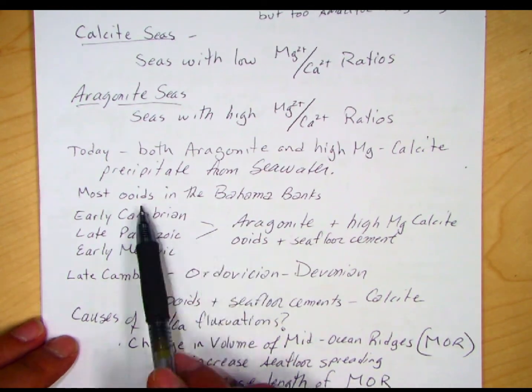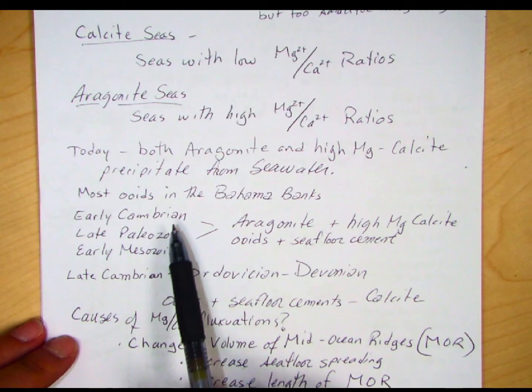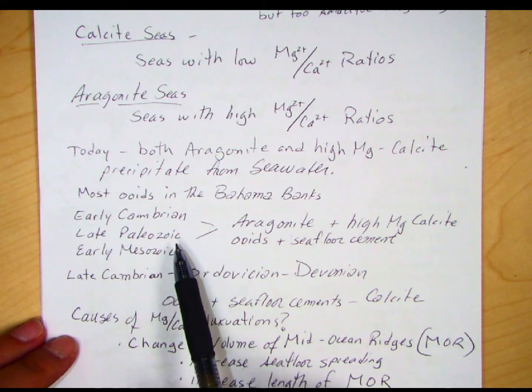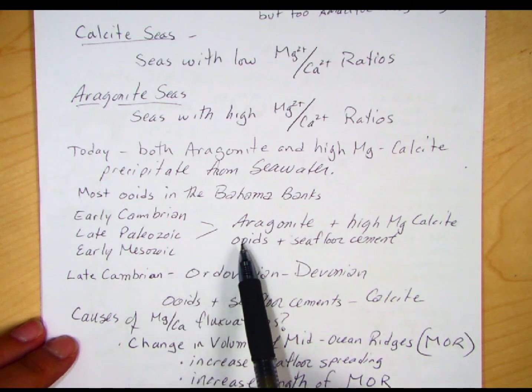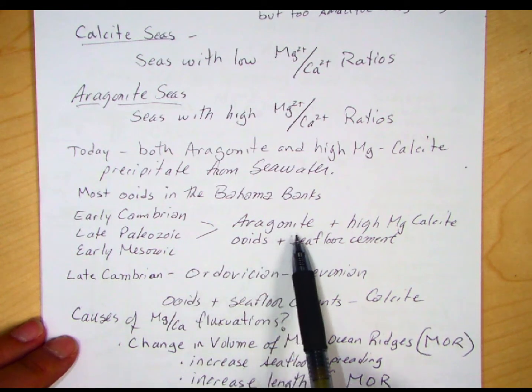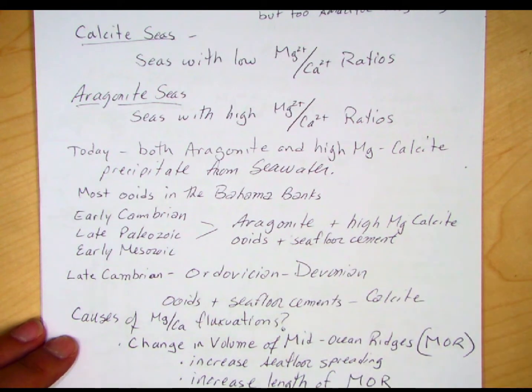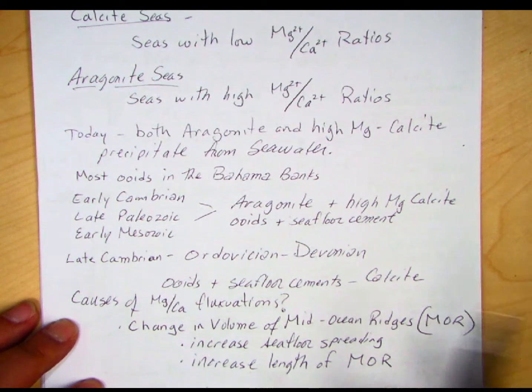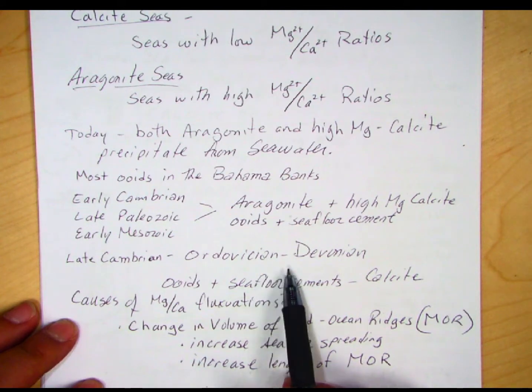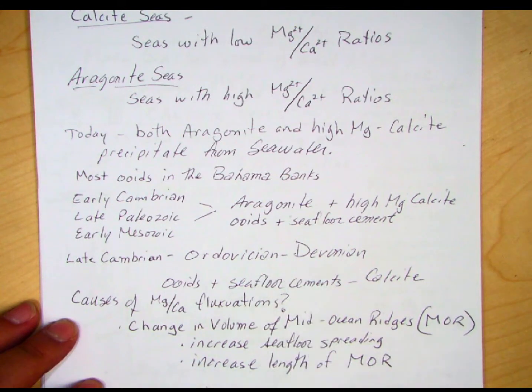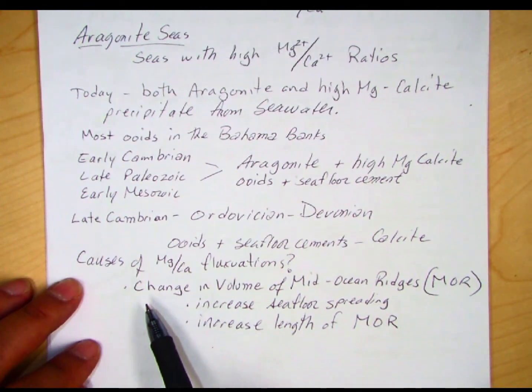And so we see that during, like today, and also during the earliest part of the Cambrian, in the late Paleozoic and this early Mesozoic time, we're seeing these aragonite and high magnesium ooids form on the seafloor, high magnesium calcites here. But during the late Cambrian and Ordovician and really getting into this Cretaceous time, we start seeing calcite deposit. What's causing these magnesium-calcium fluctuations?